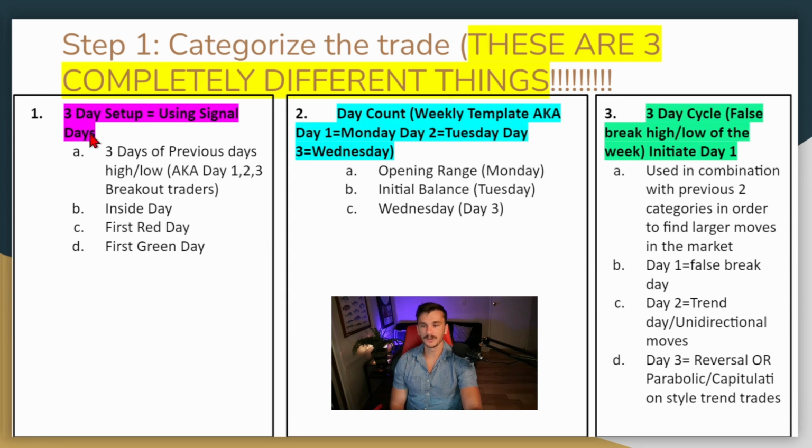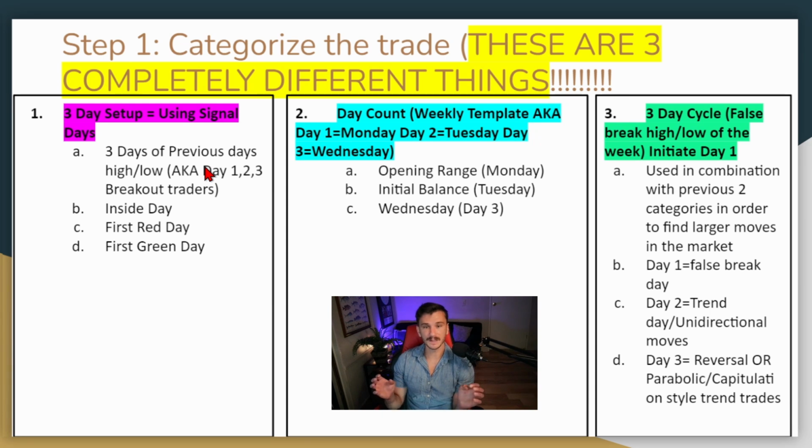3-day setups using signal days. Okay, there's other different kinds of 3-day setups, but using signal days, these 3 days, previous day's high and low, inside day, first red day, first green day, those can be traded completely separate. The weekly template can also be traded completely separate. And then the 3-day cycle as well can all be traded completely separate from one another.